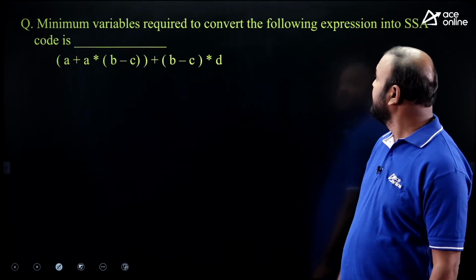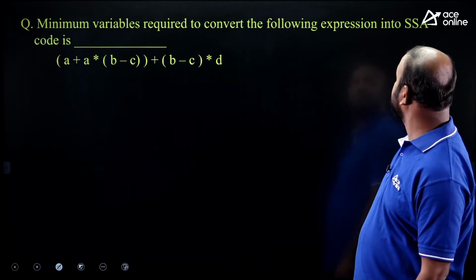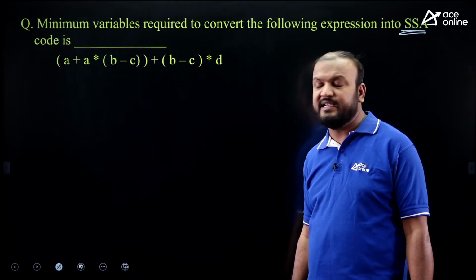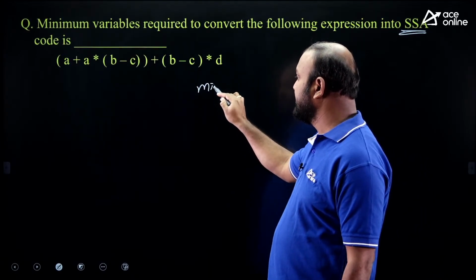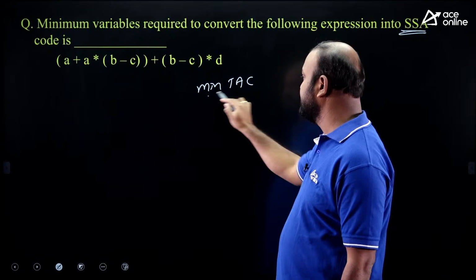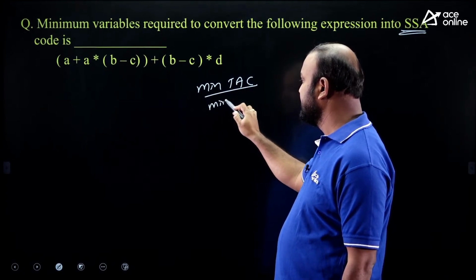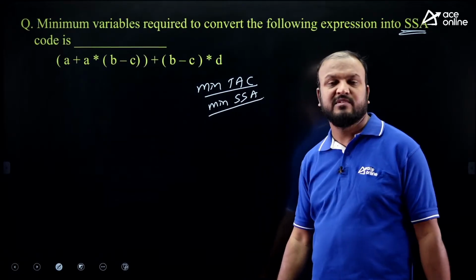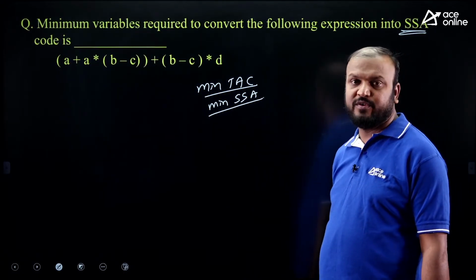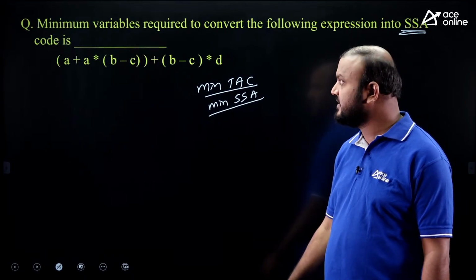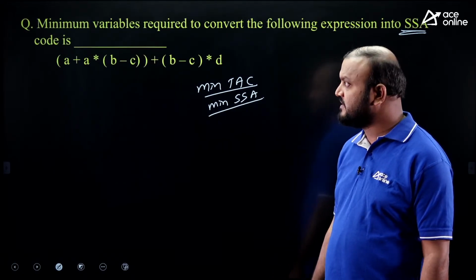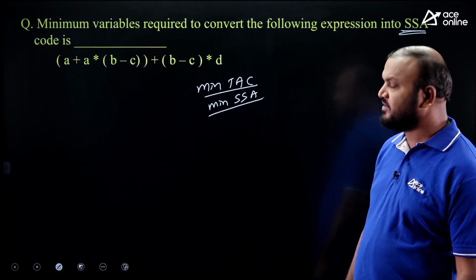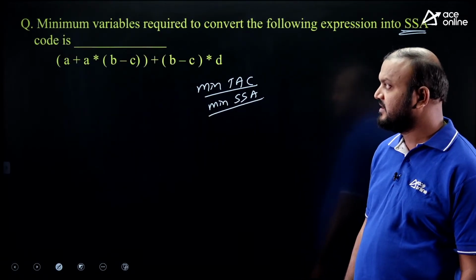And similar questions are asked on SSA. And how do you do this SSA? You convert into min TAC, and from min TAC to min SSA. So min TAC plus number of statements will give you min variables in SSA code. That we know, and just now we have solved one question. Similarly, you can solve this question also. If possible, you can take a snapshot of it. You can try on yourself. You will be able to get it.